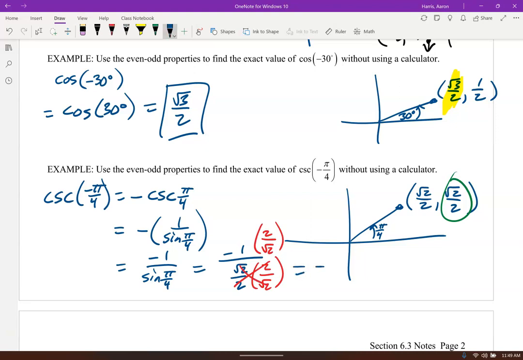So we've got negative 2 over root 2. We do need to rationalize that. So we got negative 2 root 2 over the square root of 4, which is 2. Notice the 2's cancel. So this just ends up being negative root 2.